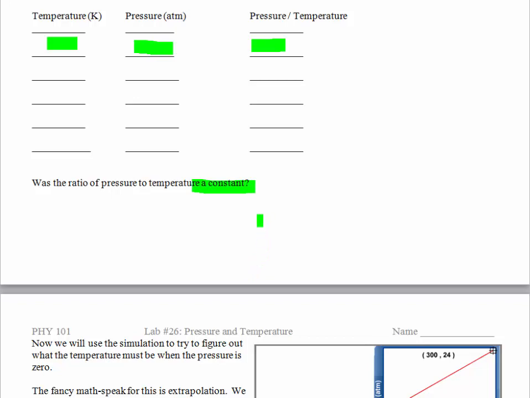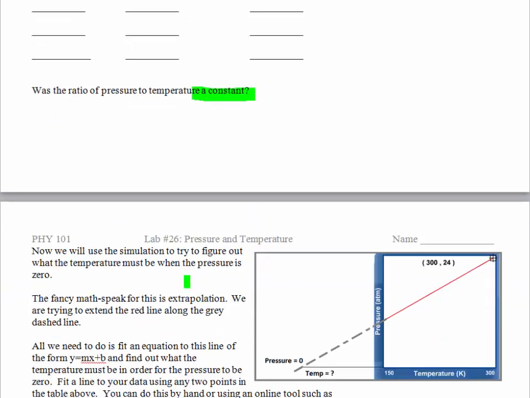Then what we can do is we can actually say, you know what? We know that pressure can never be negative. We can't have molecules kind of sucking in. They can only be pushing out.